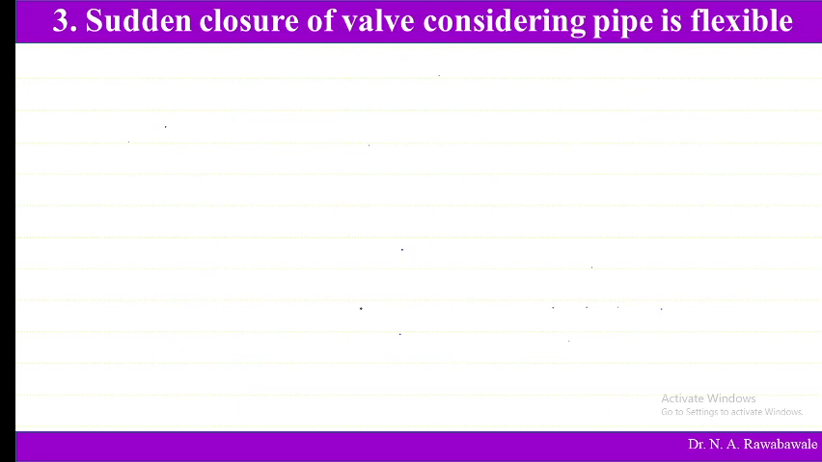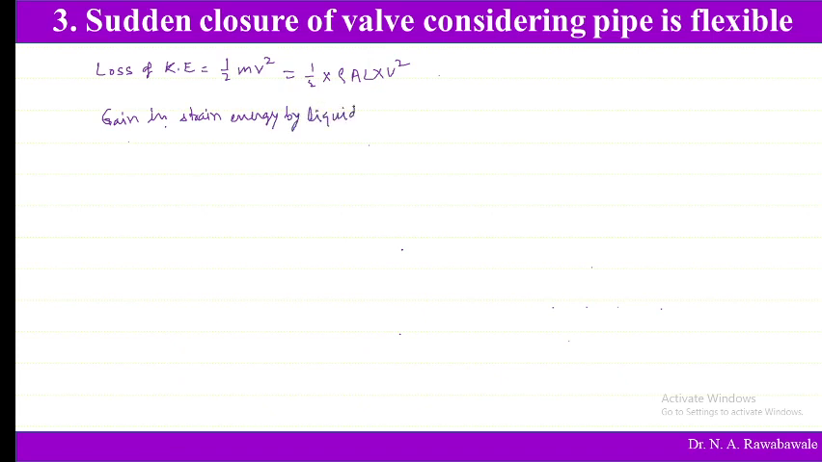Now, loss of kinetic energy of water is given by half mv square, where mass of water is rho a l, so half rho a l into v square. Already we have derived this. Gain in strain energy is also known to us. Gain in strain energy by the liquid in the pipe is 1 by 2 p square divided by k into volume, which is half p square divided by k into al.